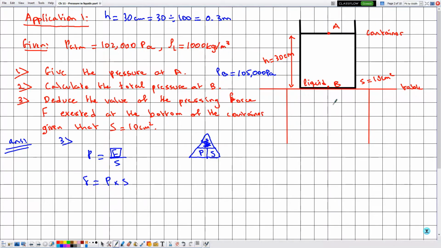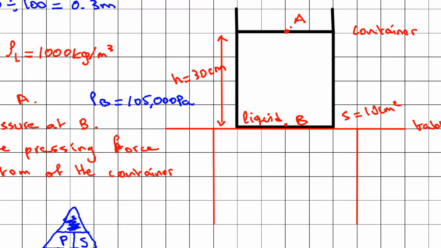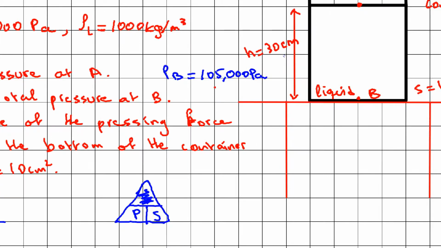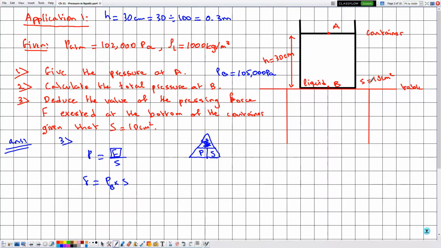But which pressure? We have two pressures, the pressure at the point A and the pressure at the point B. Since we are interested in determining the value of the pressing force exerted at the bottom of the container, we are interested in the pressure at the point B. Now we have the value of the pressure at B in the SI, which is given by 105,000 Pascal. As for S, it is given by 10 centimeters squared.